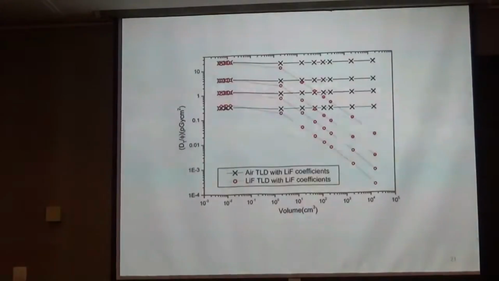The results have been converted with the mass energy absorption coefficient of LiF in different volumes of the TLD, for energies of 0.08, 0.3, 1 and 10 MeV. The initial volume of the TLD was selected to be 0.004 cubic centimeter and was decreased about 1,000 times relative to the initial volume.